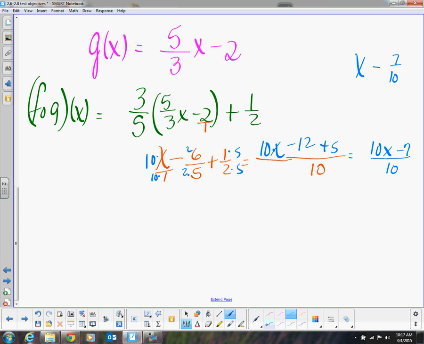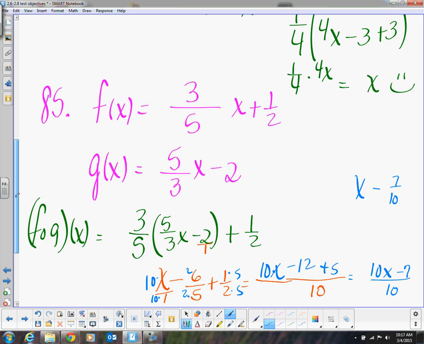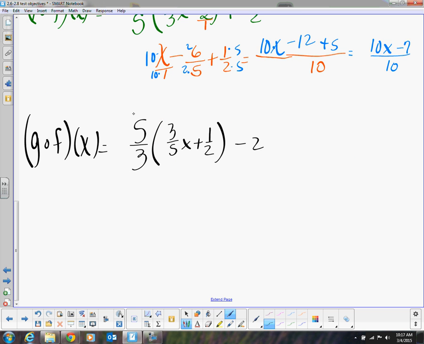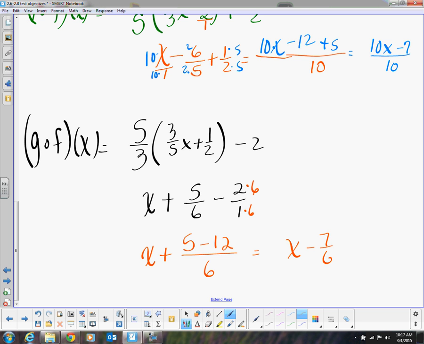You with me? Yeah. So now you have to do g of f, and I think this is worthwhile because of the fractions. So now we're going to take the g function, and we're going to prepare it for substitution, and in this place I'm putting 3/5 x plus 1/2. Okay, so 3/5, we get 15 over 15 again. Now we're going to get 5/6 minus 2. What's a common denominator for my common terms? 6. So this is going to be 5 minus, we multiplied by 6, 12, or we're going to have x minus 7, 6. That's g of f.